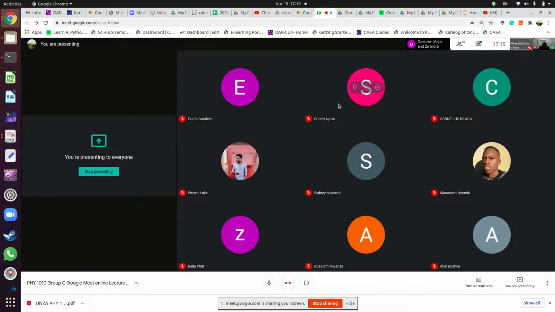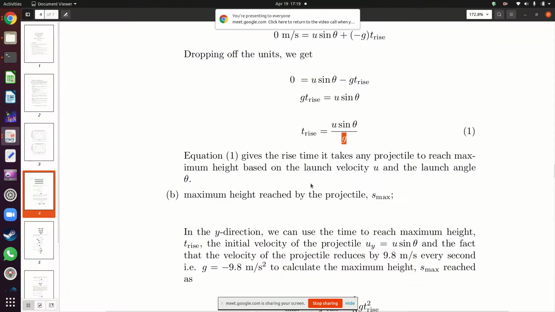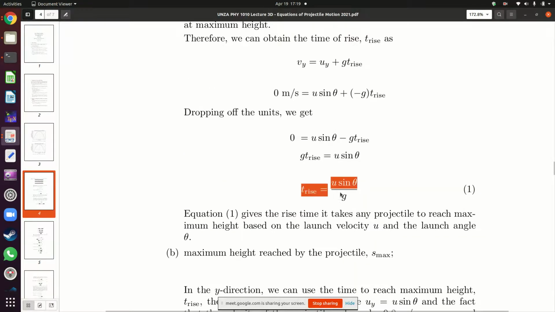Do we have any questions on this expression? How we have come up with this expression and what it is actually used for? t rise equals u sin theta divided by g. Are we clear on this expression?